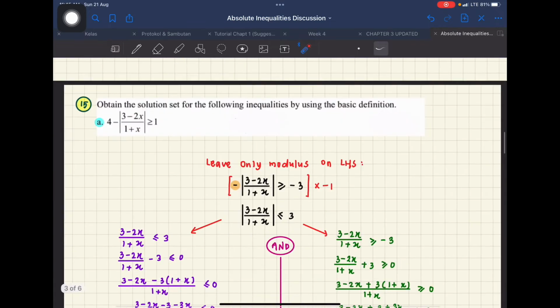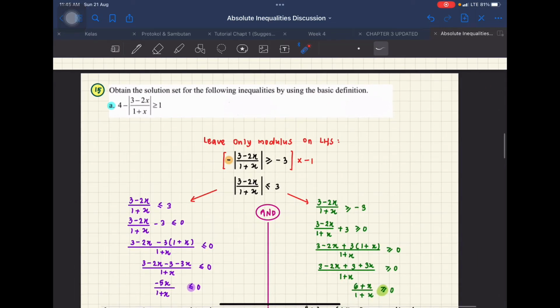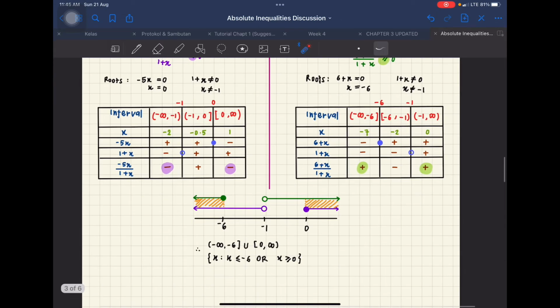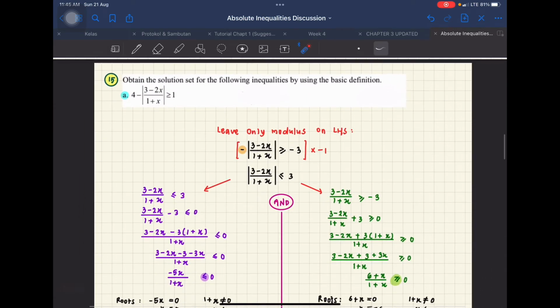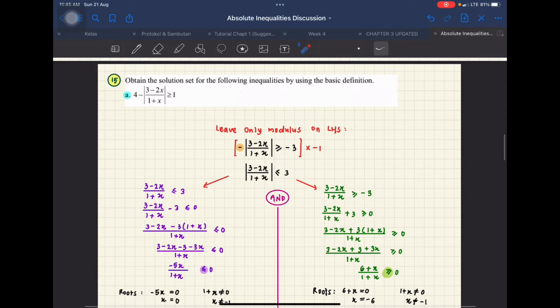Right, so next one. Okay, so this one soalan melibatkan rational. Bila kita tengok dekat sini, dia ada fraction inside the modulus. Okay, so dia nak solution set jawapan dia. Oh, okay. Nampak saya pun careless. Okay, so dia nak jawapan dalam bentuk solution set. Okay, so apa yang kita nak buat sekarang ni adalah we want to have only modulus on the left hand side. So saya nak modulus je dekat sebelah kiri.